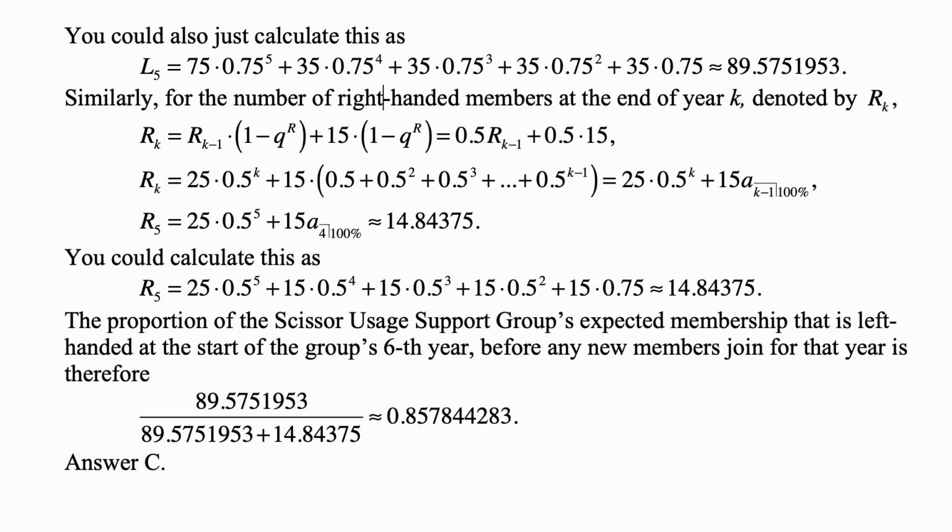The proportion of the scissor usage support group expected membership that is left-handed at the start of the group's 6th year before any new members join for that year is therefore 89.5751953 divided by 89.5751953 plus 14.84375. That's approximately 0.857844283, and that's answer C.